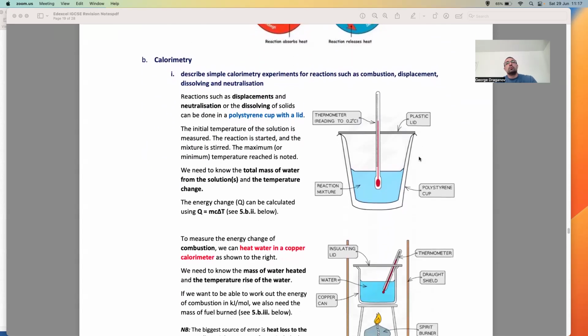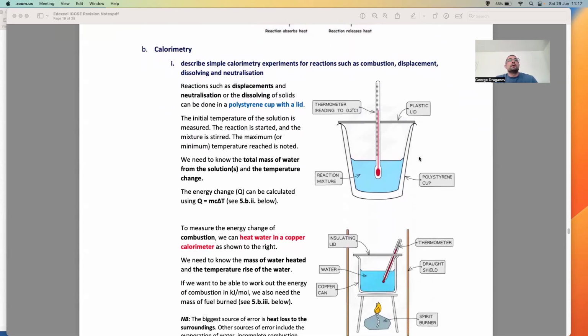Now, calorimetry. You should be able to describe how you can measure the energy change and the enthalpy change of a reaction, any of these types of reaction. For combustion, we use this method. For the other ones, such as displacement and neutralization, we use this method. So let's start with displacement and neutralization. You get yourself a polystyrene cup. A polystyrene cup is used because it's a much better insulator than glass. You put your polystyrene cup in a glass beaker so it doesn't fall over.